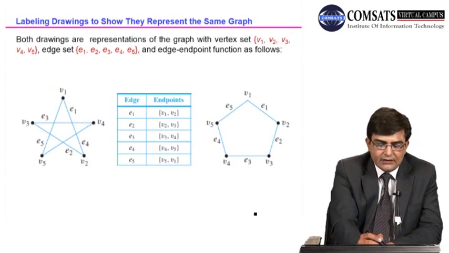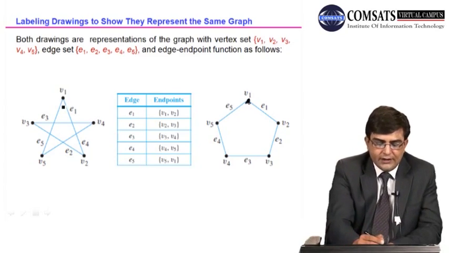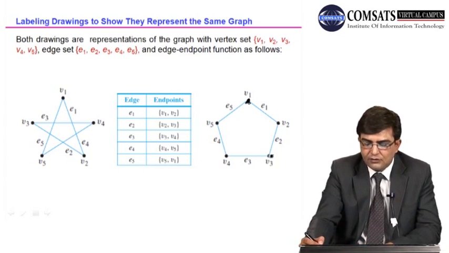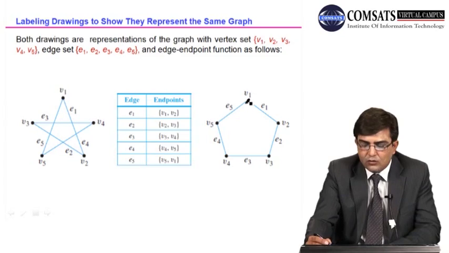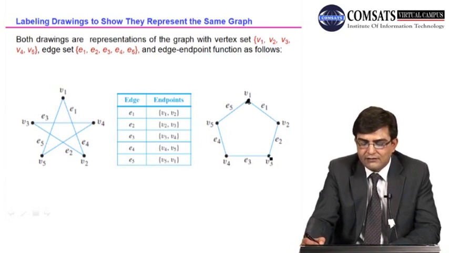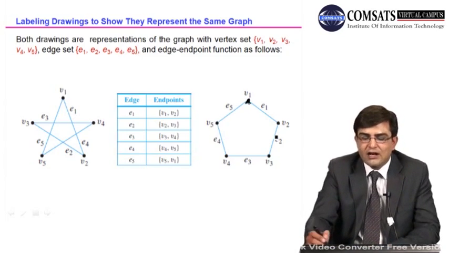if we say this vertex is v1, this is also the vertex v1. We say this is v2, this is v3, this is v4, v5, and again v1. The edge endpoint function which connects v1 to v2 is e1, and v2 to v3 e2, v3 to v4 e3, and v4 to v5 e4. And again v5 to v1 is e5. So now we have labeled one graph.